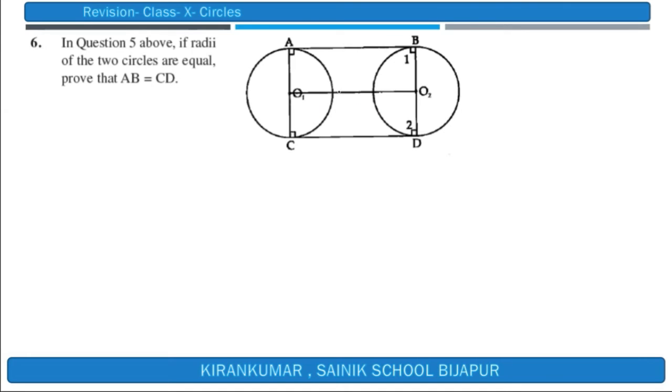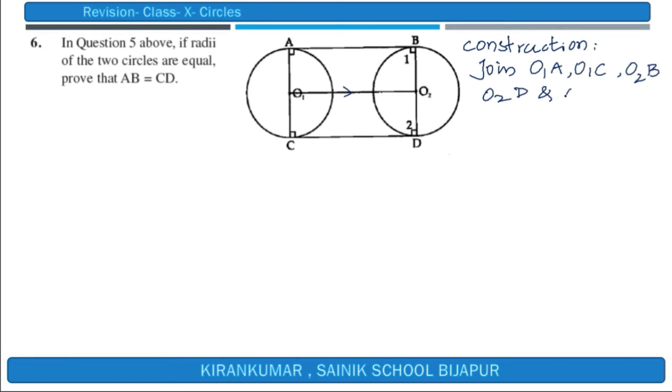Let's do the construction. This is the construction. I have joined O1A, O1C. Let me write that. Construction: Join O1A, O1C, O2B, O2D and O1, O2.